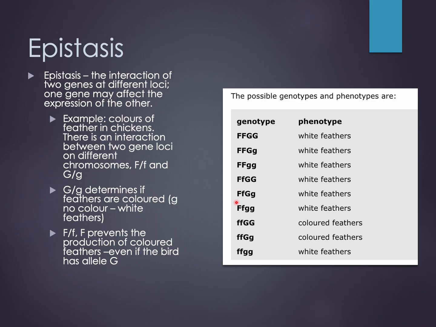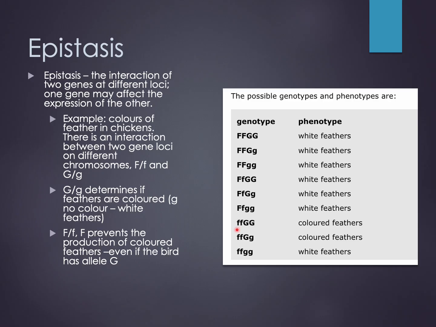So all of these are prevented from showing colors regardless of the color gene for the feathers. This one normally would show color, but it's being prevented. This one also would show color, but it's being prevented. This one would be white, but they're being prevented, so we're still seeing white. These last three, you'll notice that the F allele is recessive, so the production of color can come through. We can actually see the color.